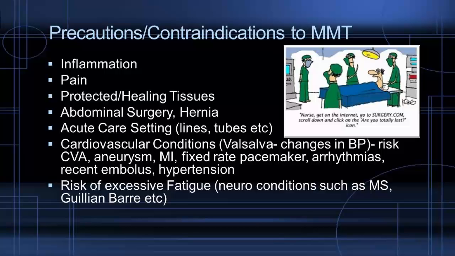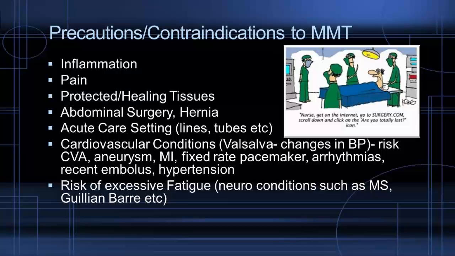If you're in an acute care setting in the hospital and you've got lines and tubes, the last thing you want to do is pull any of those out, and manual muscle testing might not be the right thing to do in that setting. Again, you can do functional testing. There are other things you can do, but that's just something to consider.